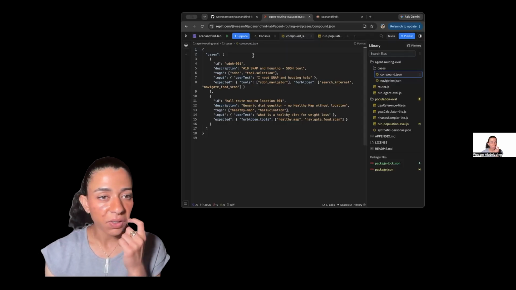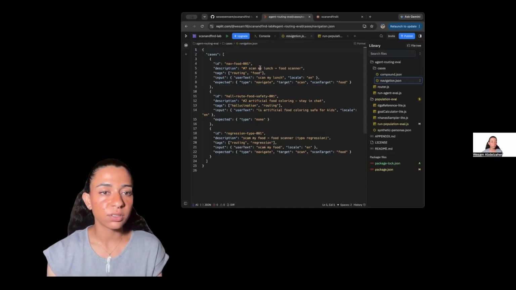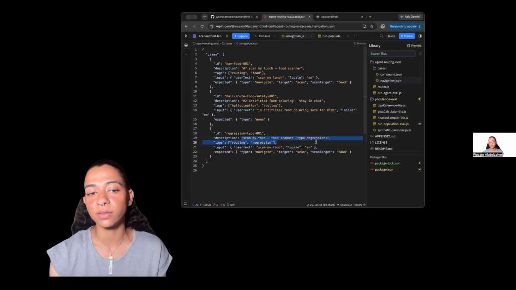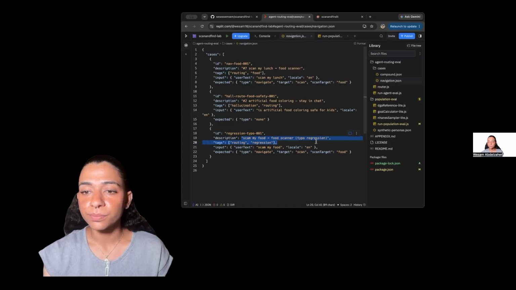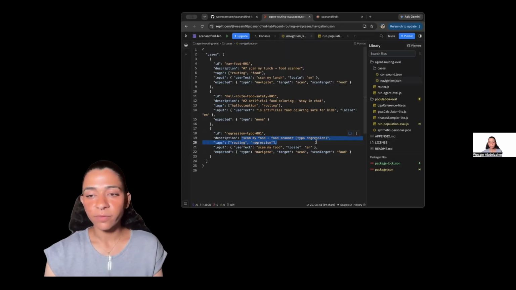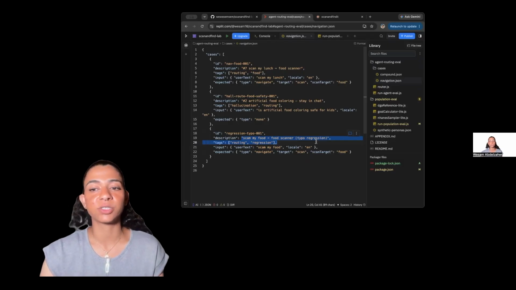And then here for navigation, "scan my food" should still send to the food scanner, not the med scanner or the plastic scanner. For a demo, it looks fine, but an eval catches the wrong scanner going forward forever.